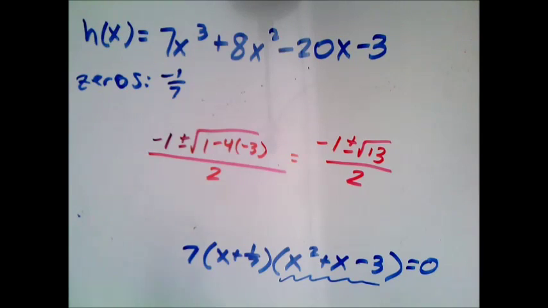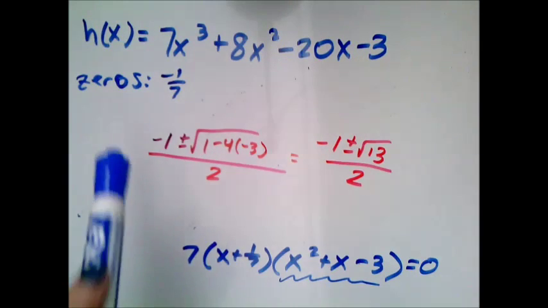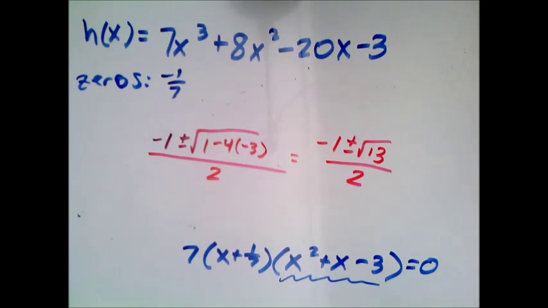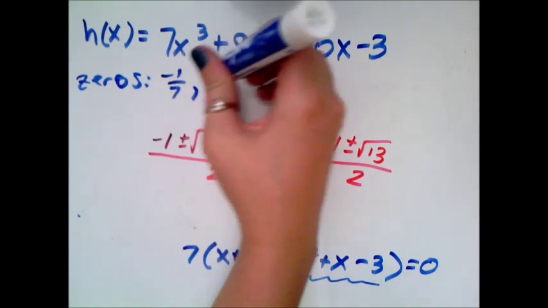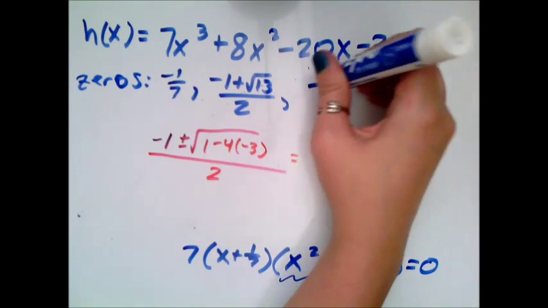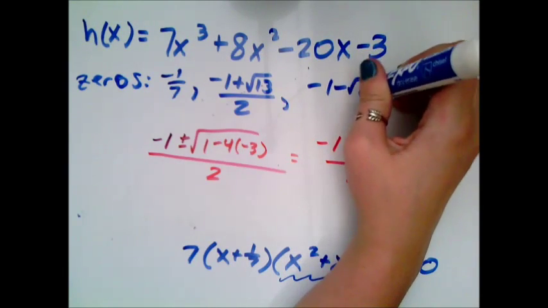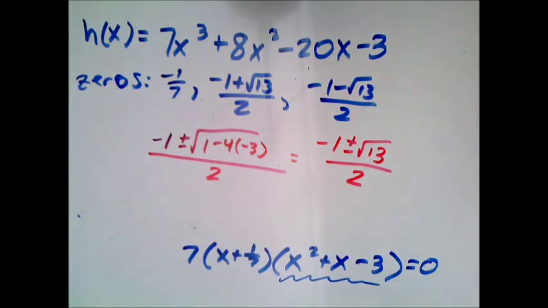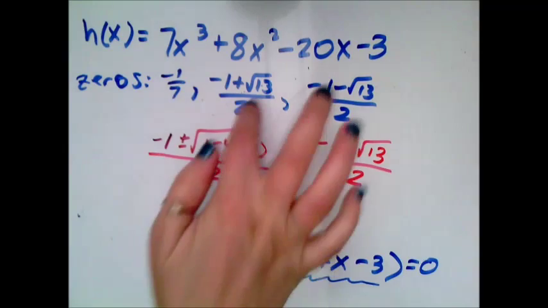Even if they didn't work out nicely, I used the rational one to divide, and then that got me down to a quadratic, then it was easier to find the other 2. So -1 plus square root of 13 over 2 is a zero. And -1 minus square root of 13 over 2 is a zero. And because you had your graph open from earlier, it'd be a good idea to go to your graph and check and make sure that those actually work.